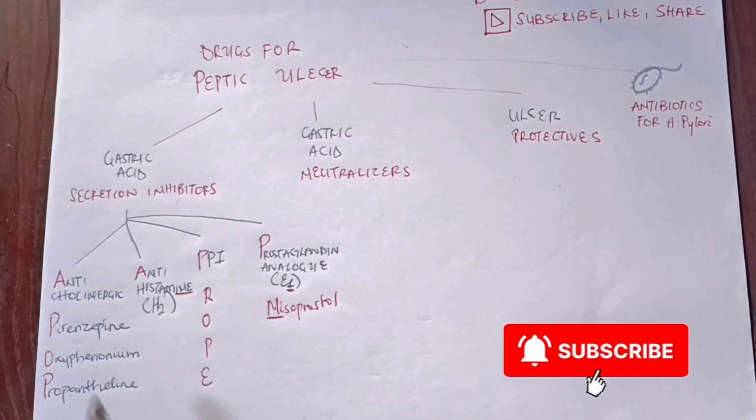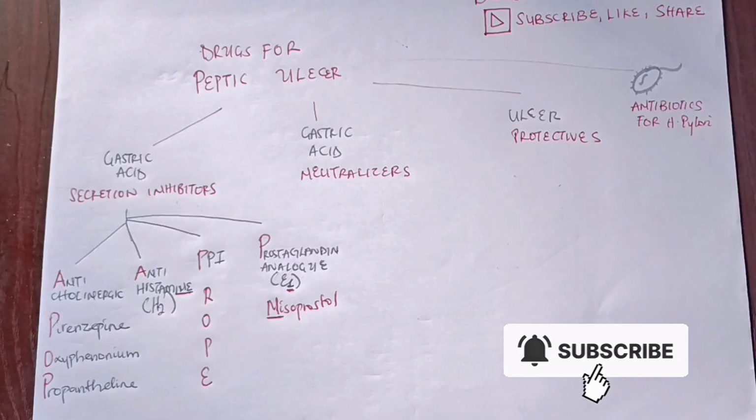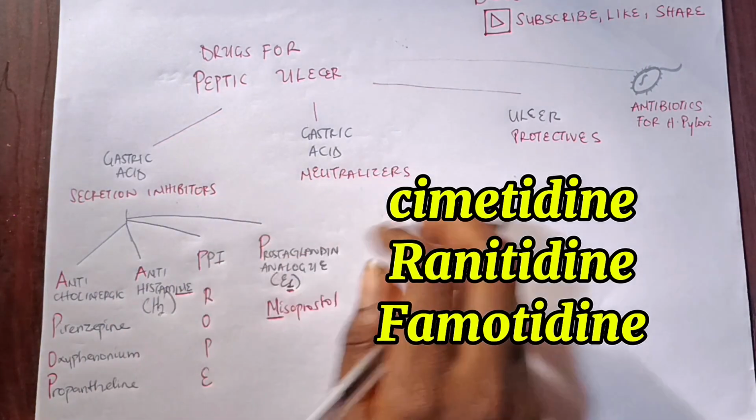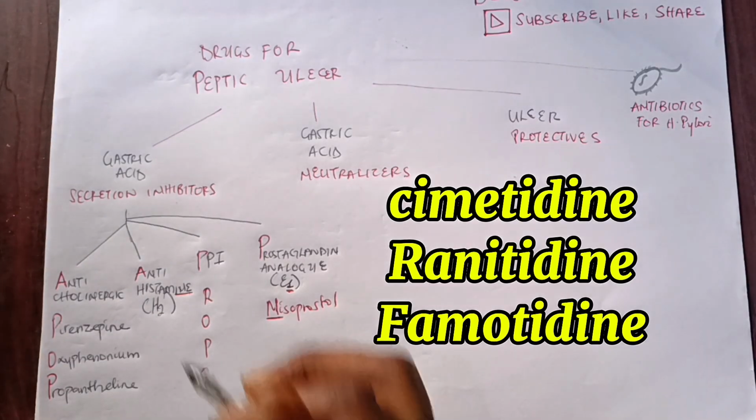Now we go to the other H2, and in the H2 we have the INEs, okay? The CFR INEs, that's what I call them. Cimetidine, ranitidine, and famotidine. So the INEs.